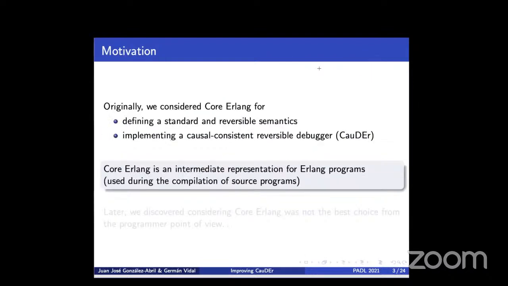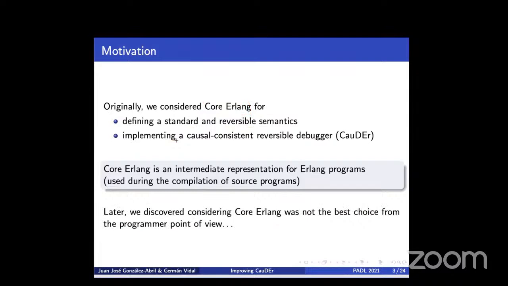As for the motivation of this work, initially, some 5 years ago, we considered Core Erlang for our developments. Core Erlang is the intermediate representation used by the Erlang compiler. It's similar to Core Haskell in the case of the functional language Haskell. So we considered Core Erlang both for defining the standard and the reversible semantics, that is, for our theoretical developments, and also for implementing our debugging tool. And the reason is quite obvious, because the syntax of Core Erlang is simpler than the syntax of the source language.